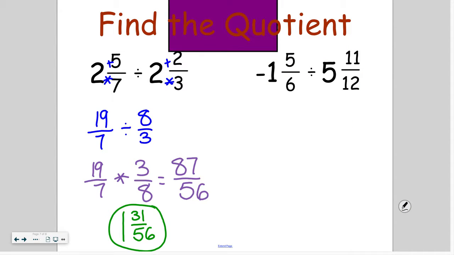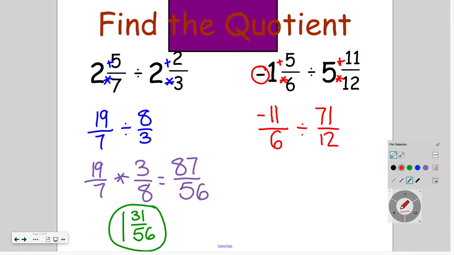And this last one, so we have -1 and 5/6 times 5, divided by 5 and 11/12. Again, the first step you're going to want to do is to turn those mixed numbers into fractions. The biggest thing you want to be careful of is this negative right here. When you're going from a mixed number into an improper fraction, ignore the negative for a minute. So we have 6 times 1, which is 6, plus 5, which is 11, and you're going to put that negative sign back in after you've done the multiplying and adding. So 6 times 1 plus 5, and then put the negative on that answer, which was 11. So I have negative 11/6 divided by 5 times 12 is 60, plus 11 is 71 over 12.